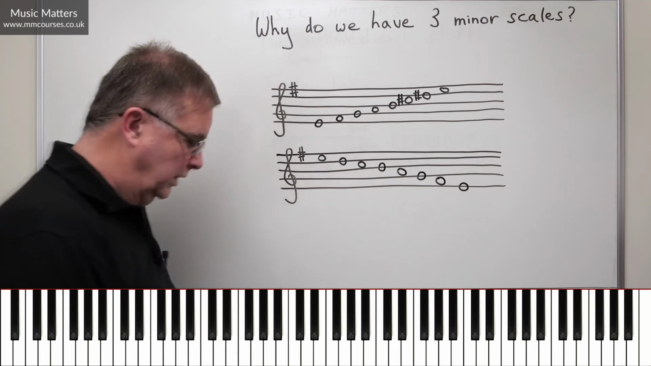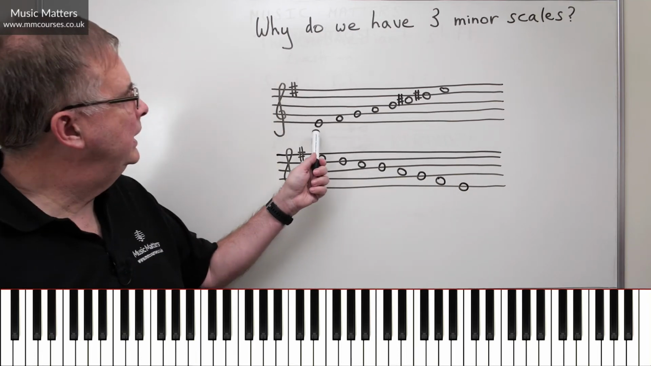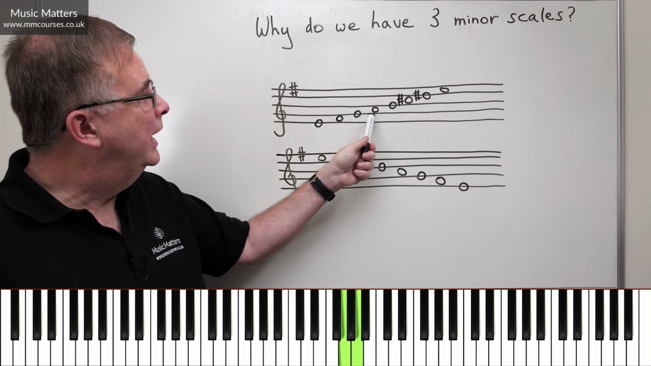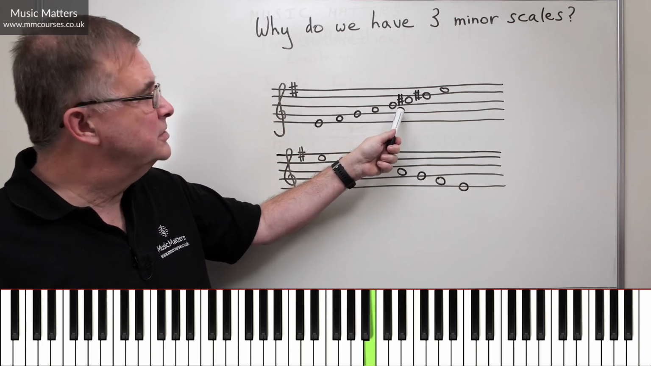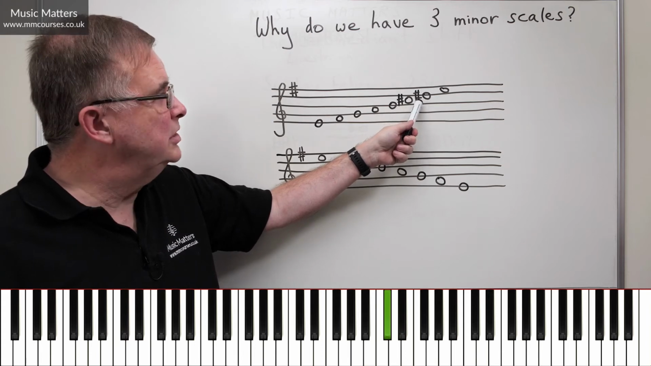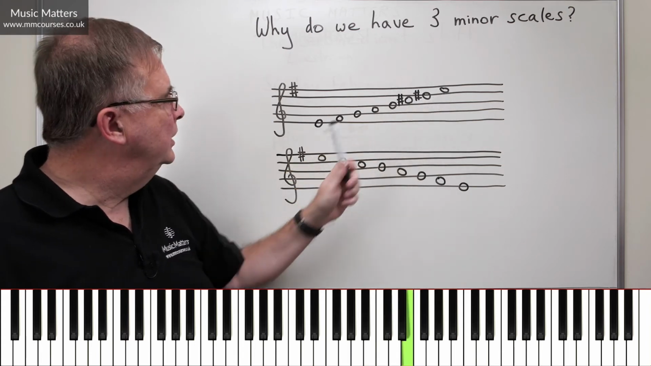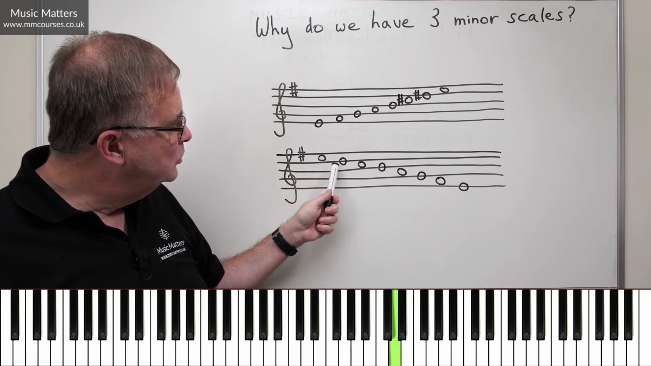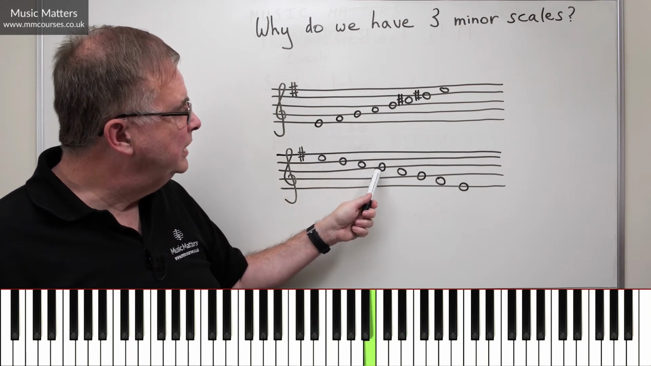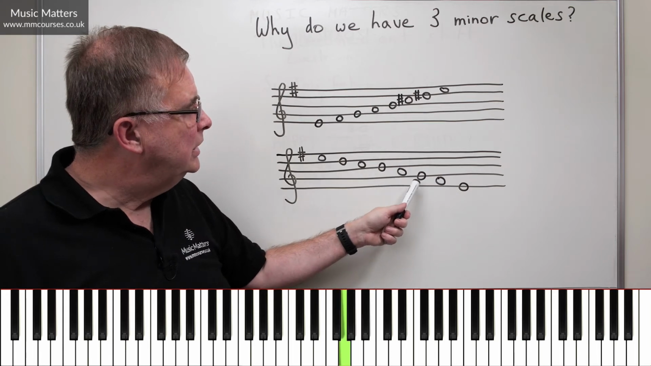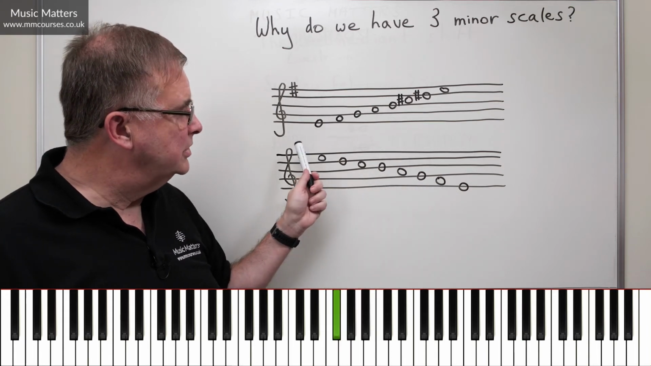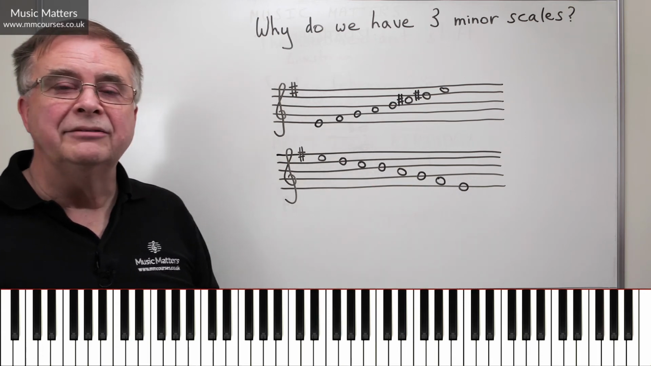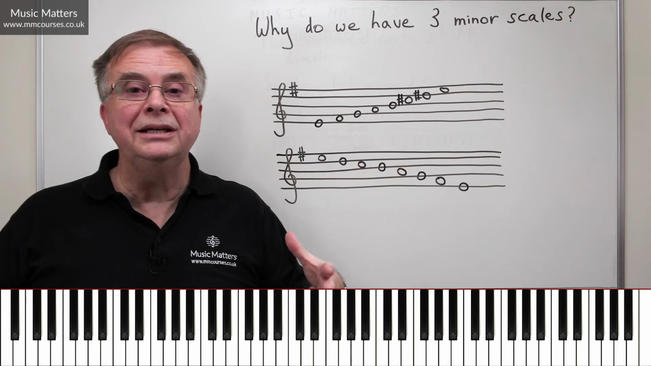So when I'm going up, I'm going E, F sharp from the key signature, G, A, B, raise the 6th, so C sharp, raise the 7th, so D sharp, E. When I come down, I just follow the key signature, so E, D natural this time, C natural, B, A, G, F sharp from the key signature, and E to finish. So there we have it, the three minor scales.